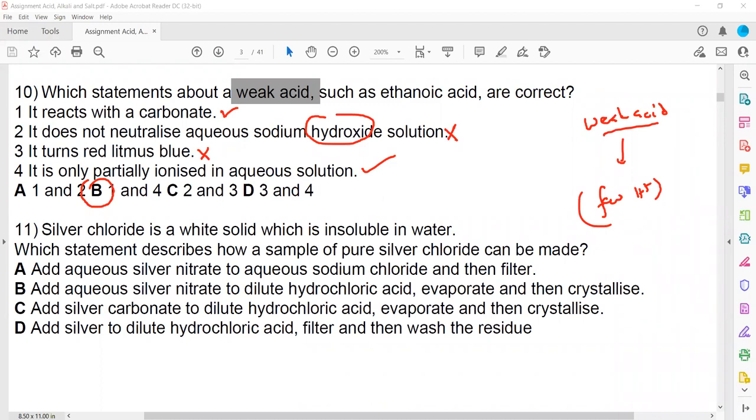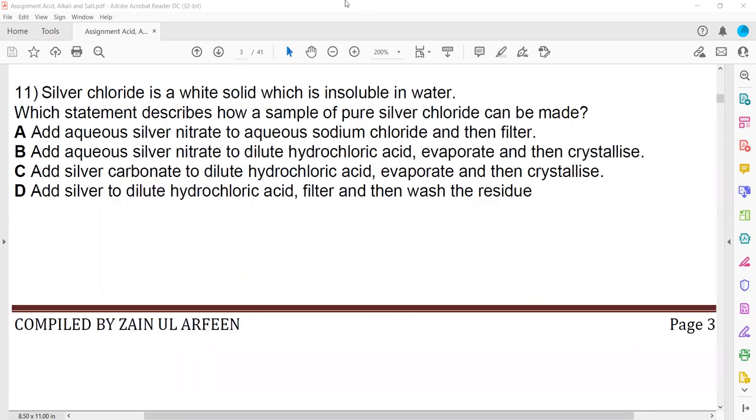Then we are preparing insoluble salts. We can see there are a lot of questions. Even within 11 questions, there were 4 to 5 questions related to making insoluble salt. So we want to prepare silver chloride, which is insoluble in water. Which statement describes how a sample of silver chloride can be made? So how can we prepare silver chloride? When we check the options, because this is an insoluble salt, if I cancel out the wrong options, I easily identify the right one.